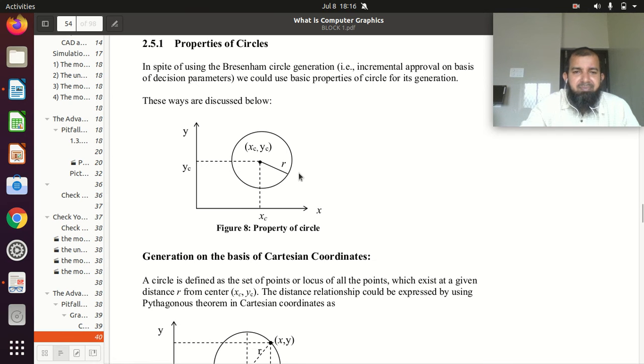So in this diagram, it is a circle. This is the midpoint of the circle, and this one is the radius. The midpoint position is xc and yc.